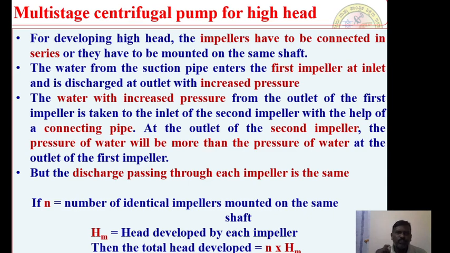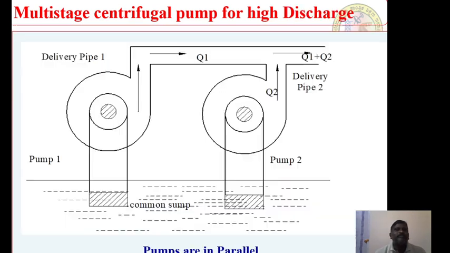Suppose n is equal to the number of identical impellers mounted on the same shaft, and Hm is equal to the head developed by each impeller. Then the total head developed by the system is equal to n into Hm. One thing we should remember in this case is that manometric head is always related to a particular impeller, not with respect to a stage. Therefore, for calculating the manometric head, we have to keep in mind that manometric head is the sole property of a particular centrifugal pump.